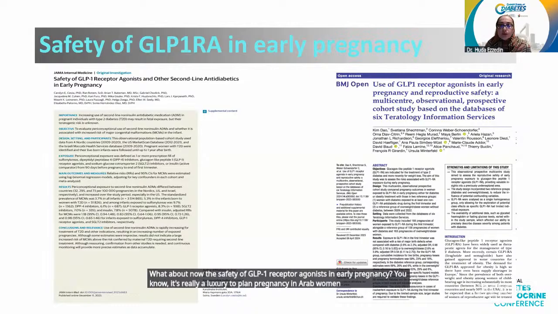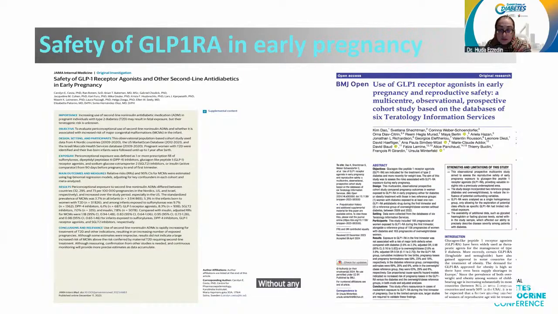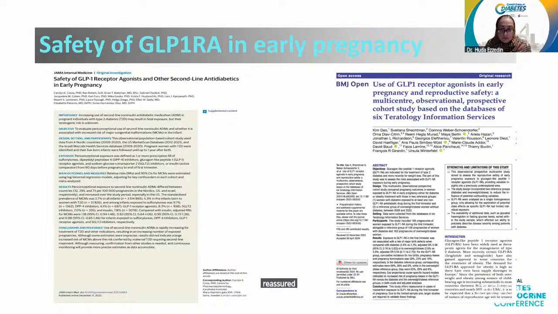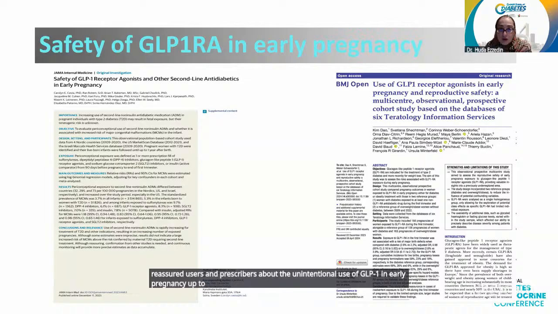And what happens most of the time is accidental pregnancy without any preparation, unless patients are going through IVF or assisted fertility. So these two were recently published in major journals, the one on the left by JAMA and the one on the right by BMJ. They just reassured users and prescribers about the unintentional use of GLP-1 in early pregnancy, up to the end of the first trimester.